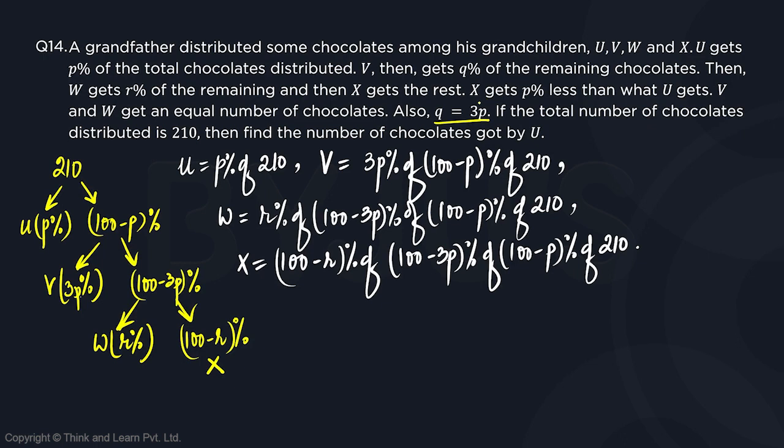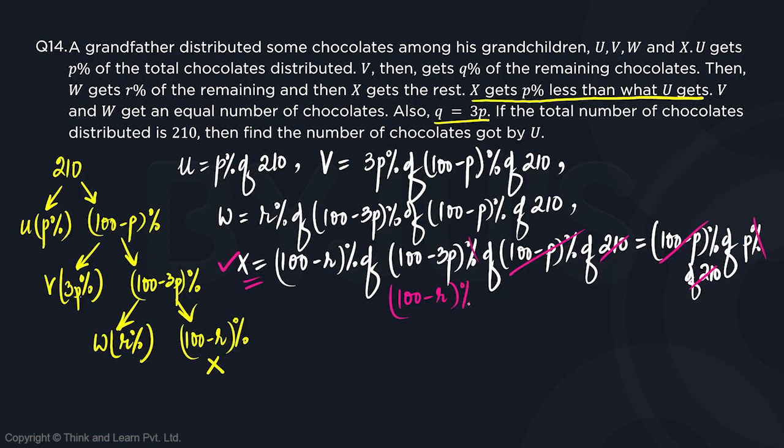Okay. The next part is given that X gets P percentage less than what U gets. P percentage less means 100 minus P percentage of what U gets. So U gets P percentage of 210. From this equation, whatever X gets and whatever U gets, the common parts, let's cancel out: we can cancel out 100 minus P percentage, we can cancel out 210, and one more percentage. So we can write 100 minus R percentage into 100 minus 3P is equal to P.